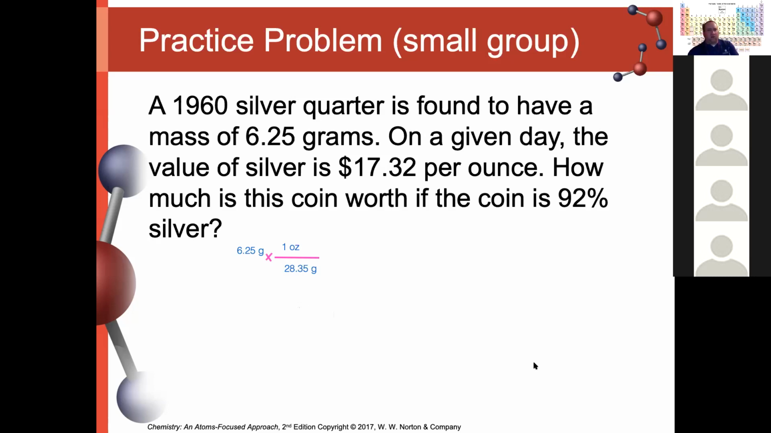So I've given you the conversion factor there. What does this tell you? So what that does is it converts from grams to ounces. So we would need to cancel out the grams and divide it by 28.35. And then we'll have our ounces. And it says that it is 92% silver. So multiply that by 92 and then multiply that by 17.32.